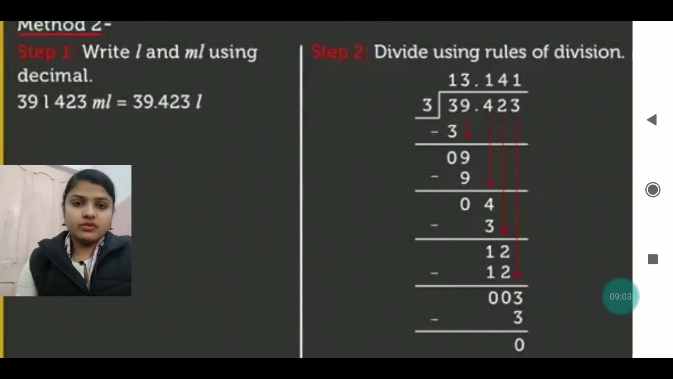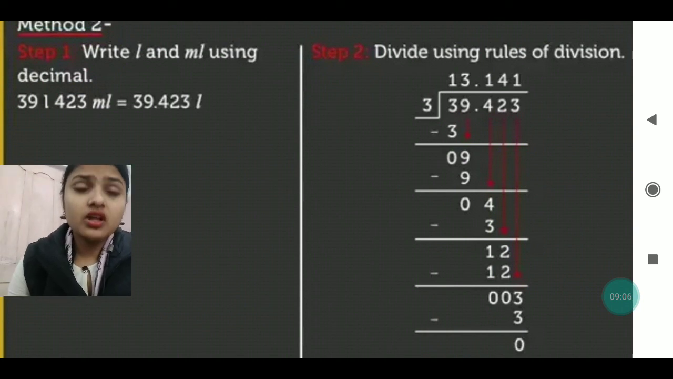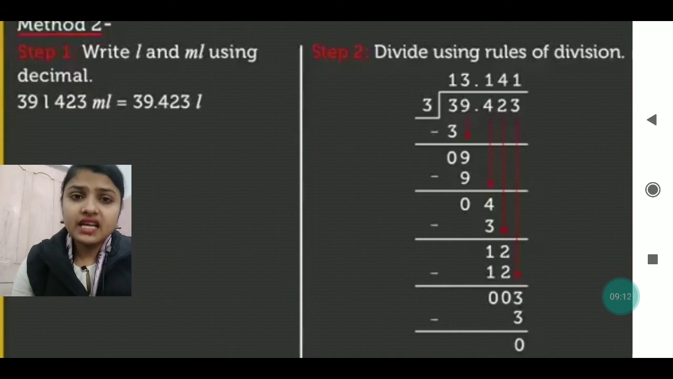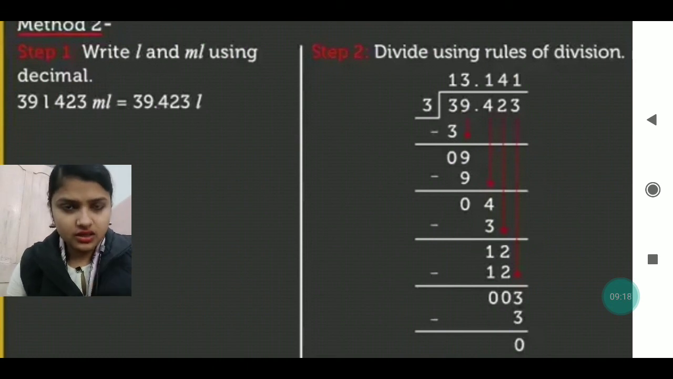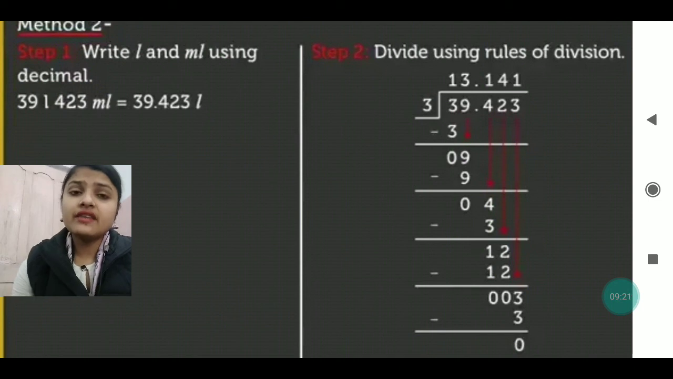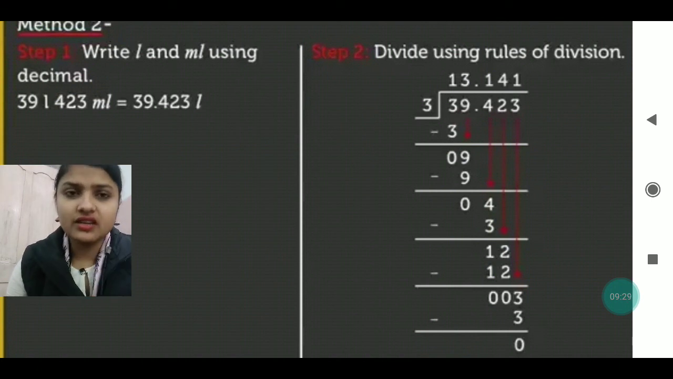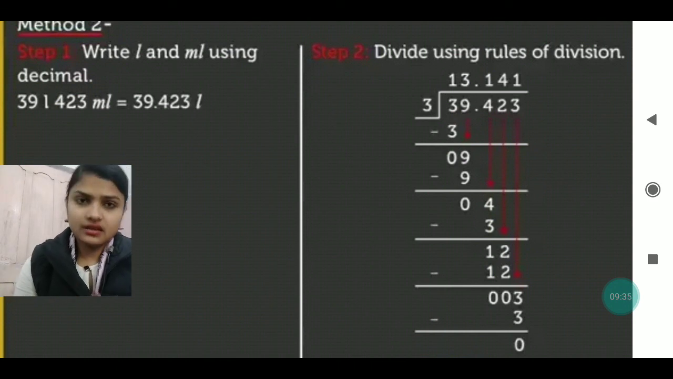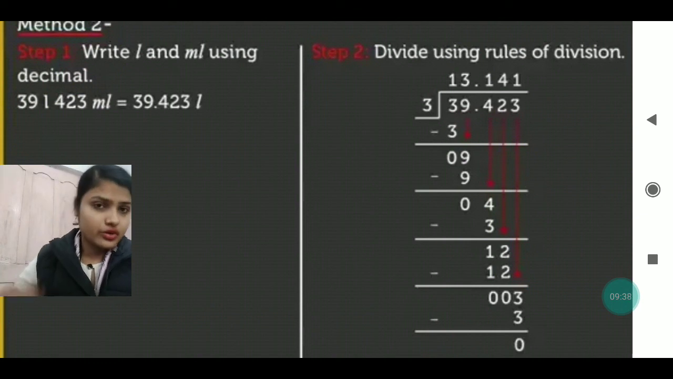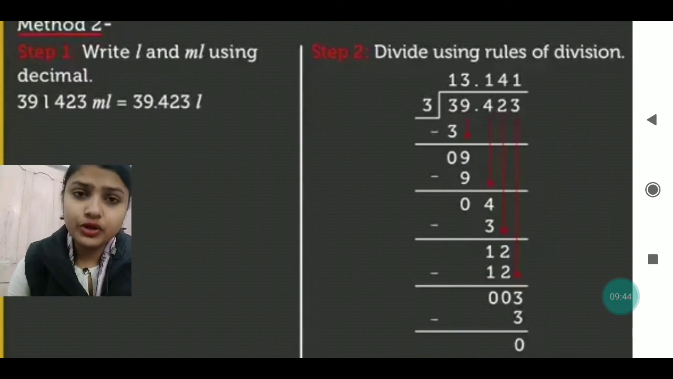Suppose it is given in decimal form, how will we write it? Suppose it is given 39 liters and 423 milliliters. If we do not convert 39 liters into milliliters, then we can write 39.423 liters. Okay, then it is in liter. So now you can divide. Here there is a decimal also, so you have to keep in your mind that after 3 digits you have to put the decimal.